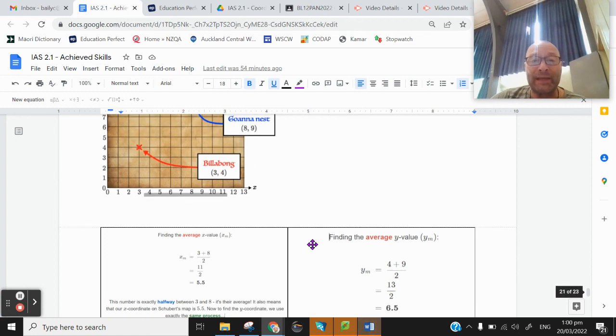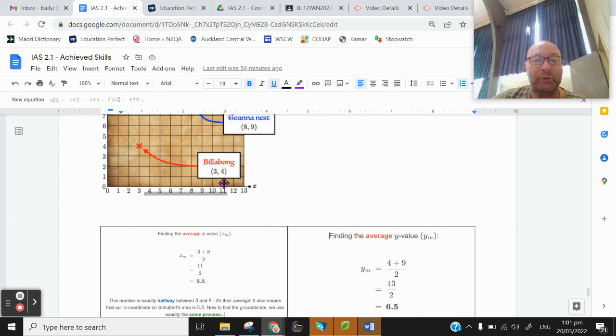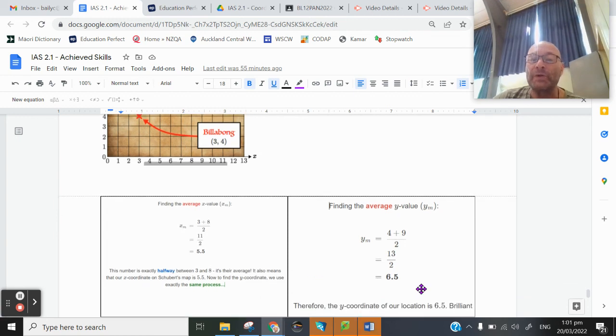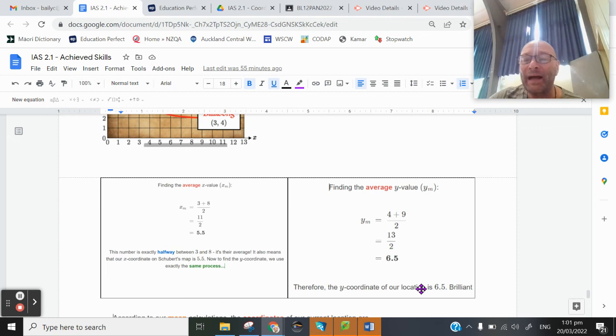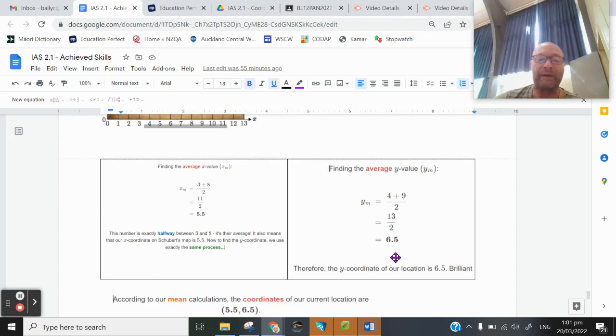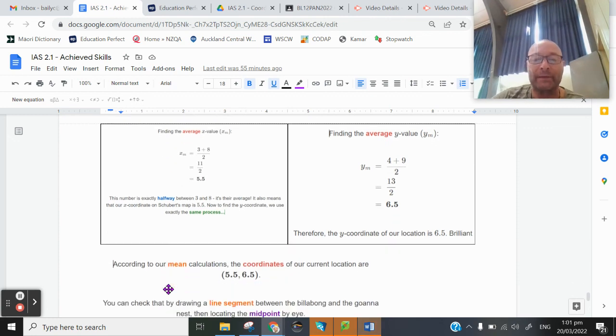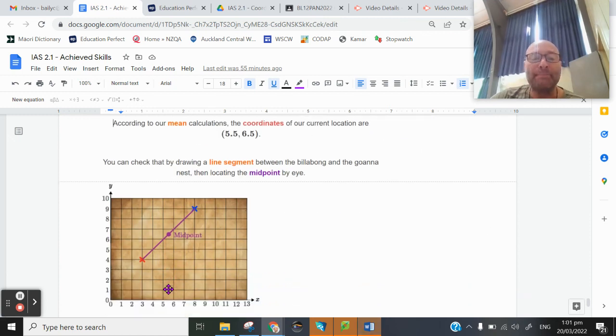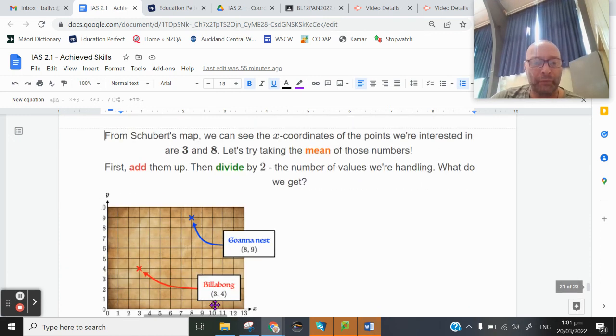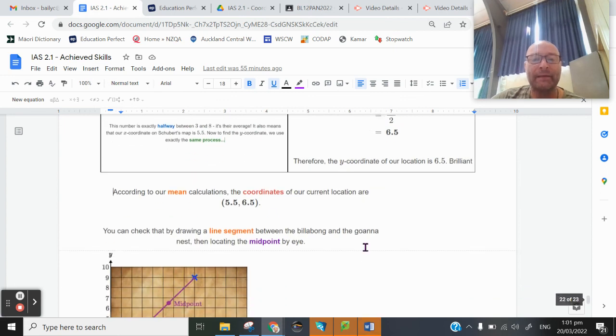Now let's do the same thing with the y values. You want the number in between 4 and 9. So add them together, you get 13. Divide that by 2 because there's 2 numbers. 13 divided by 2 is 6.5. So the y value of the midpoint is 6.5. According to those calculations, the midpoint between 3, 4 and 8, 9 is going to be 5.5, 6.5.